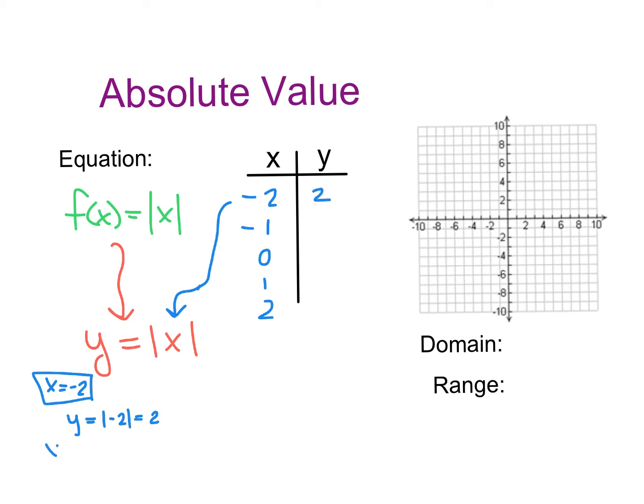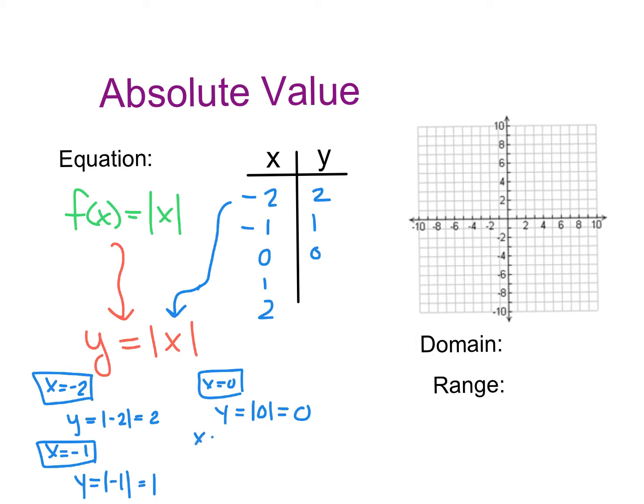Then from here we can do x is equal to -1. So again, we go y is equal to the absolute value of -1, and again, absolute value finds distance from 0. So this is going to be equal to 1 unit from 0. It turns it positive. Now when x is 0, we do y is equal to the absolute value of 0. Well, 0's distance from 0 is 0. Then we have x is equal to 1.